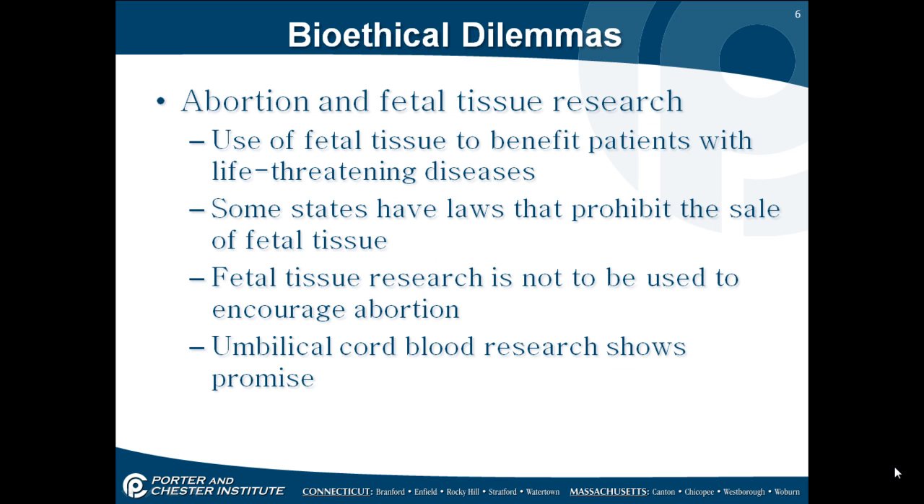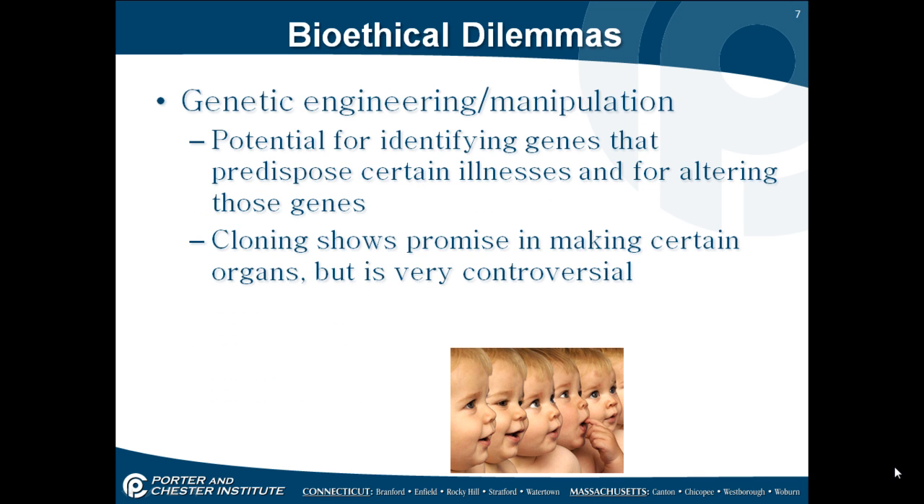The use of fetal tissue to benefit patients with life-threatening diseases is more and more common, but still comes with some very big controversy. Some states have laws that prohibit the sale of fetal tissue. Fetal tissue research is not to be used to encourage abortions. Umbilical cord blood research shows some promise. Genetic engineering and manipulation: potential for identifying genes that predispose to certain illnesses and for altering those genes. Cloning shows promise in making certain organs, but is still very controversial.